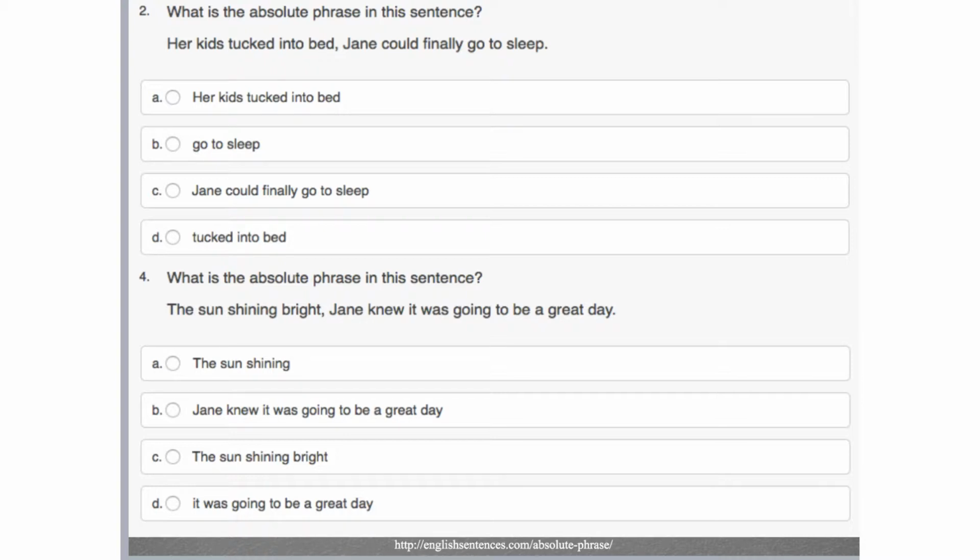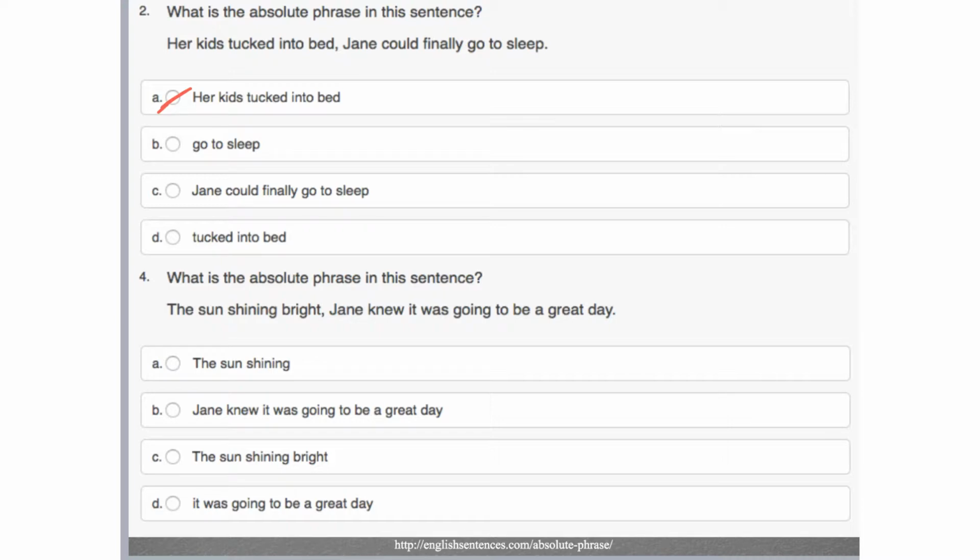All right, so for number 2, A is the answer. Her kids tucked into bed, Jane could finally go to sleep. Take that off. Jane could finally go to sleep is a perfectly viable sentence, and the tucked into bed gives us some context.